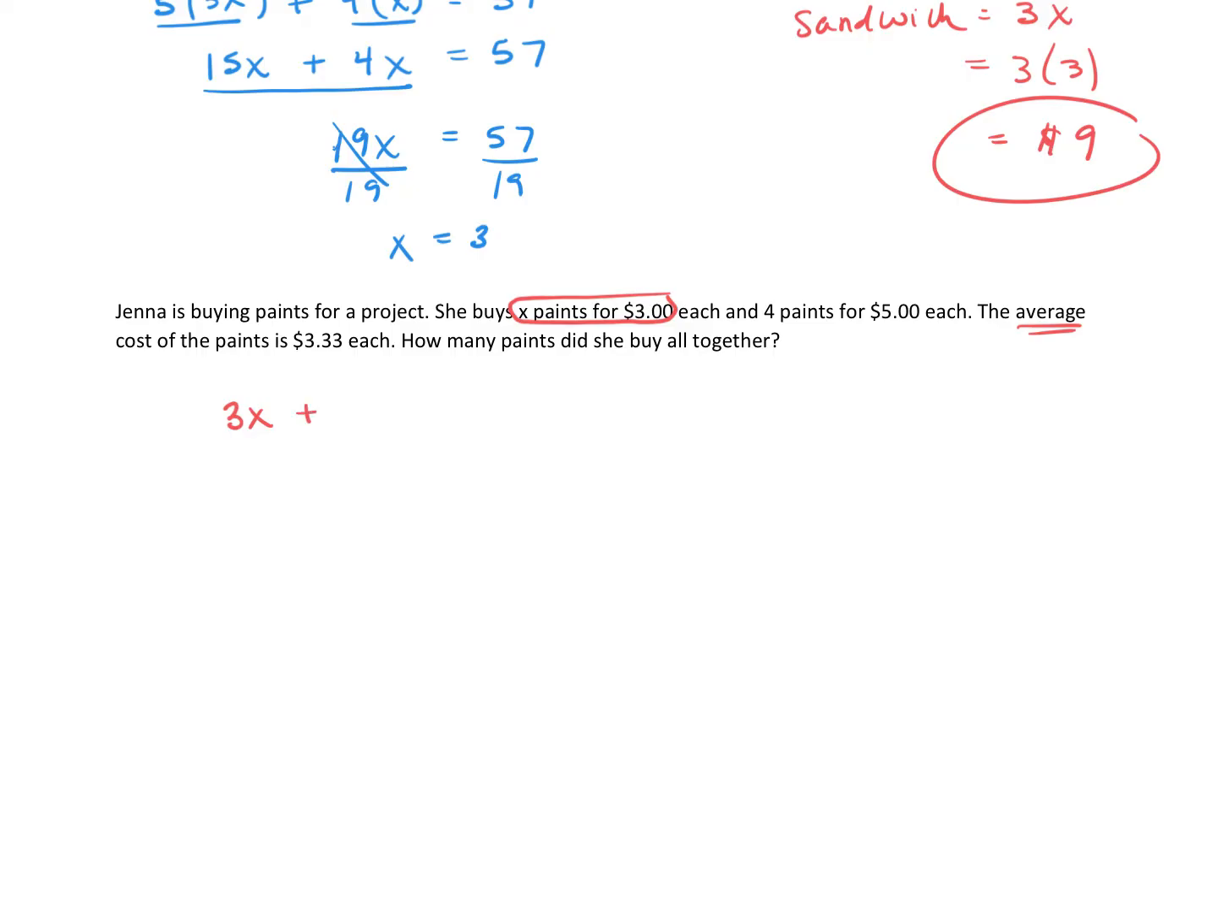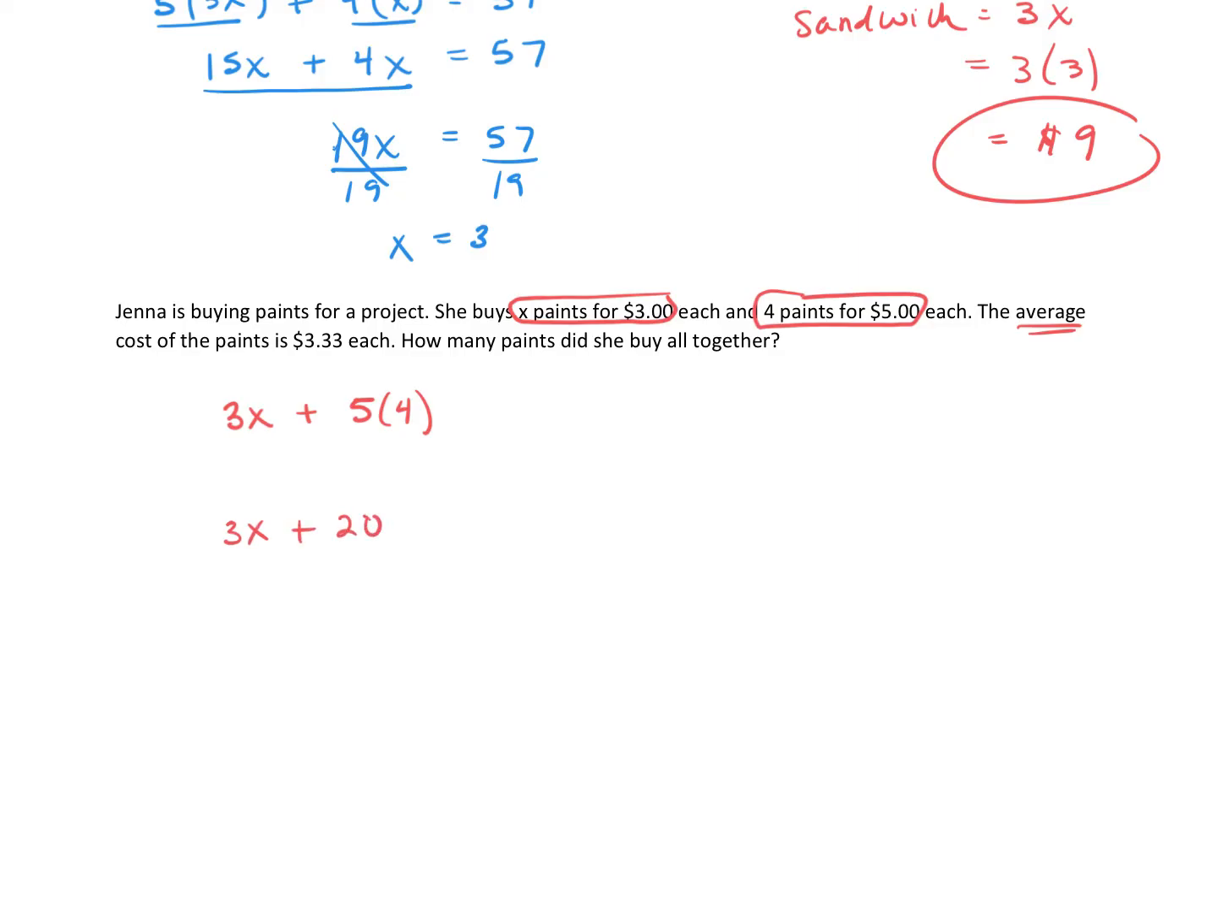In addition to that, she's buying 4 paints for $5 each. So we're going to take $5 times those 4 paints. So just to simplify this, I'm going to rewrite, we have 3x plus 20.